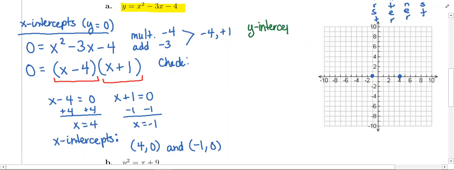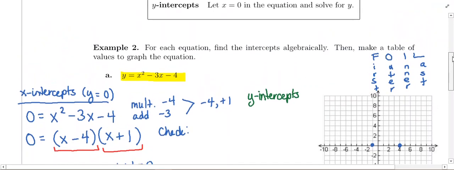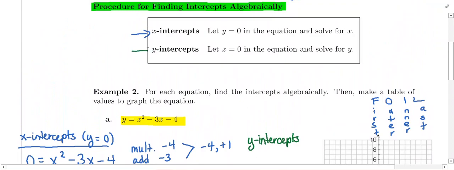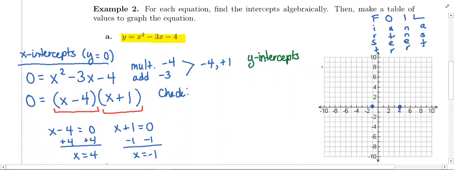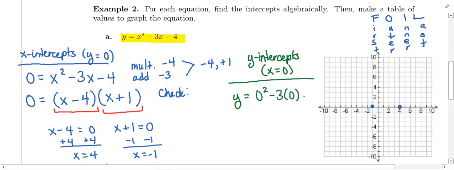So if you scroll back up and you look at the procedure for finding a y-intercept, now you're going to take your original equation, you're going to set x equal to 0 in the equation and solve for y. So very similar. All right, so coming back down here, we are going to set x equal to 0. Going back to the original equation, which is highlighted in yellow, everywhere you see x, you're going to replace it with 0. So we're going to get y equals 0 squared minus 3 times 0 minus 4. And we're going to solve this for y.